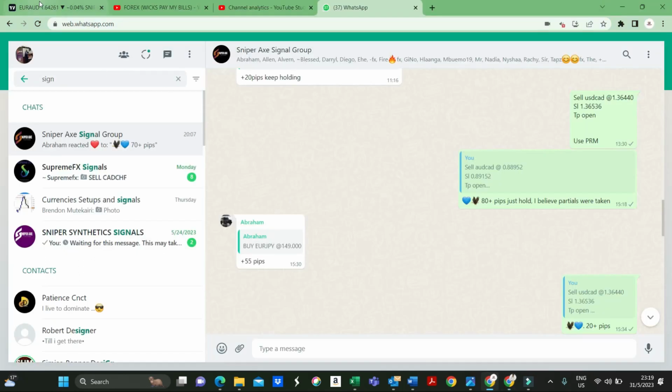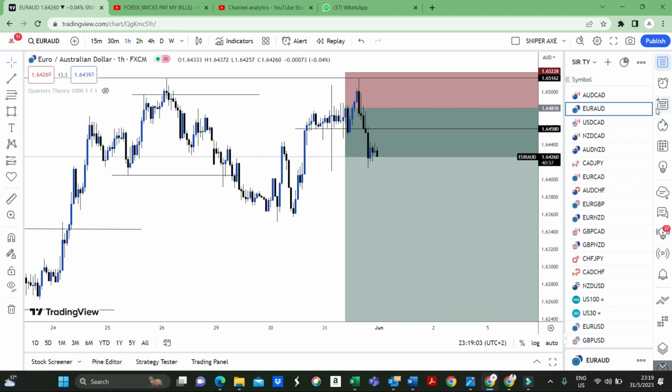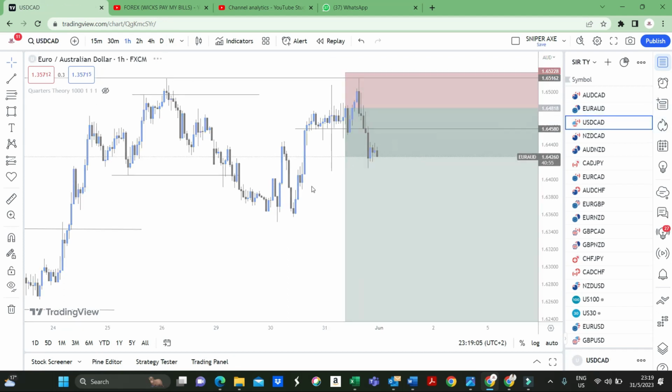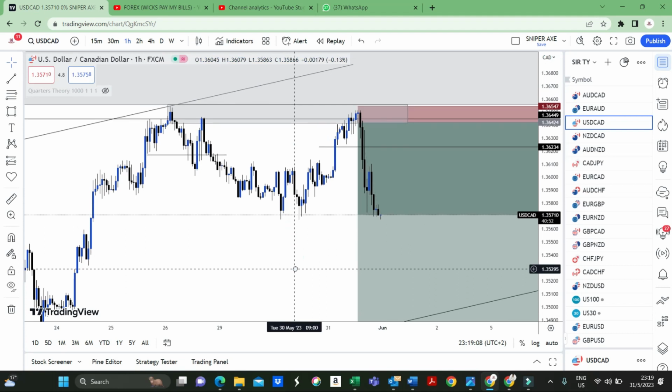So from my TradingView, this is the USD CAD trade, right? Just the same way, the same manner, right? So this is the setup that I wanted to show you guys.